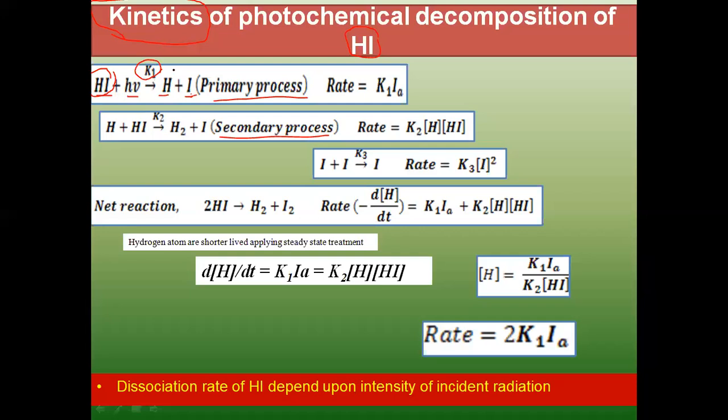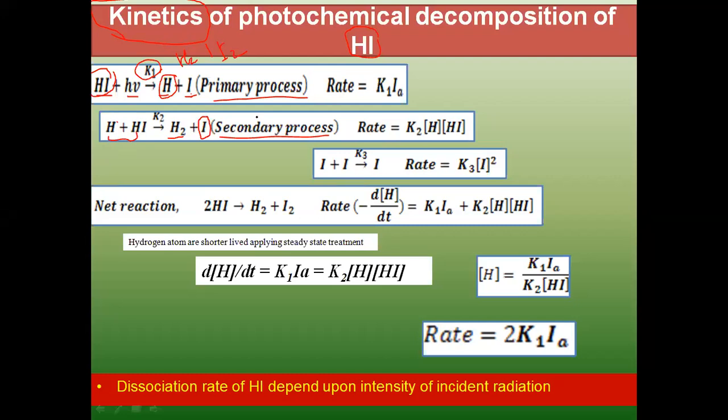These are not neutral molecules; it does not form the H2 molecule and I2 molecule. It is H and I, which are excited atoms. This excited H atom reacts with another HI molecule. That is the second step. HI combines with this H, and there is a formation of H2, and I comes out.